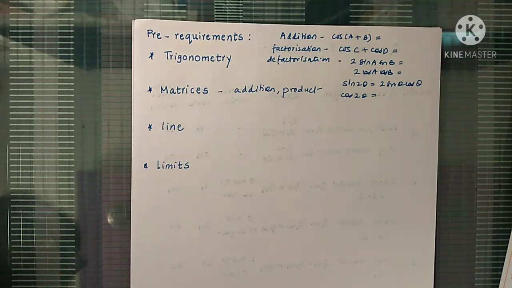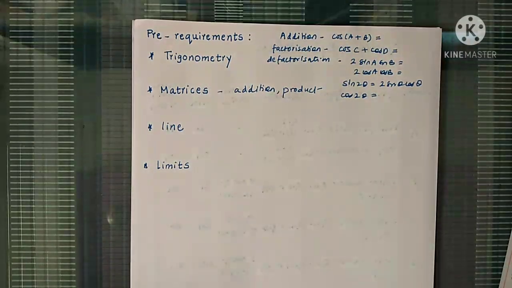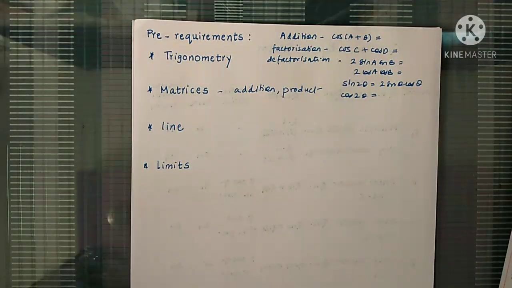Similarly for limits also. So first of all we are studying these limits and using these limits only we can study differentiation. So for differentiation these limits are needed. So first of all we will be completing limits and then we will be starting differentiation. Okay. So these are the pre-requirements.